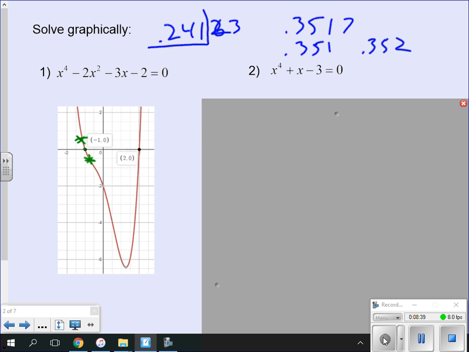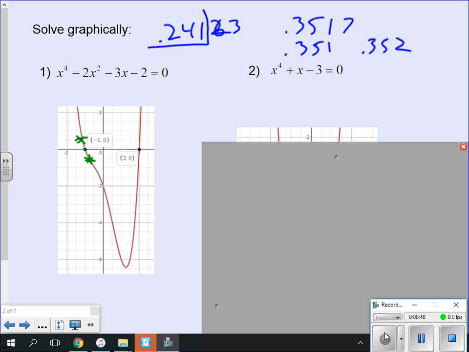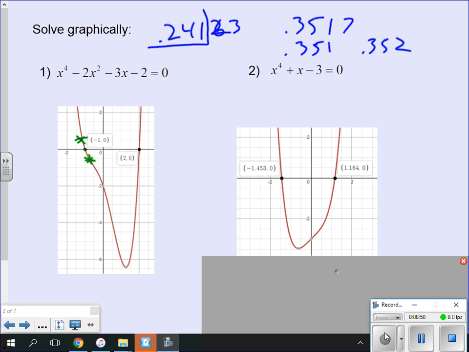Depends. Okay. If you have not already, do number 2. A lot of people are already starting to move on, so let's take a look at this one real quick. You get -1.43 and 1.164. Yeah. Okay.